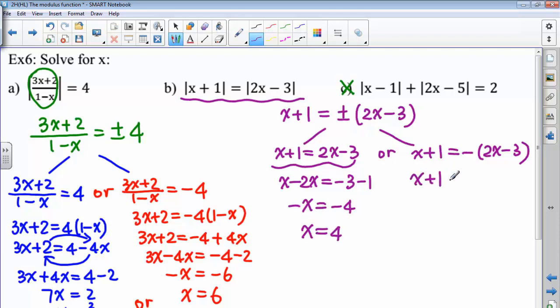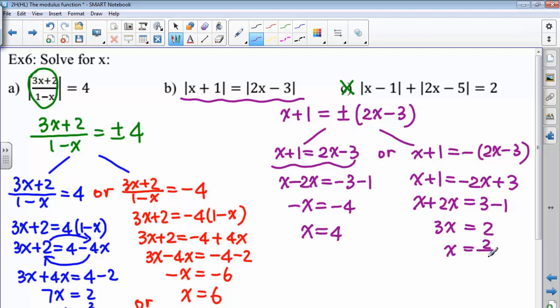x plus 1 equals negative 2x plus 3. Then isolate the x terms from the constants. So it's x plus 2x equals 3 minus 1. This is 3x, this is 2. Divide both sides by 3. So x equals 2/3. So in this equation, we also find two solutions: x equals 4 or x equals 2/3.